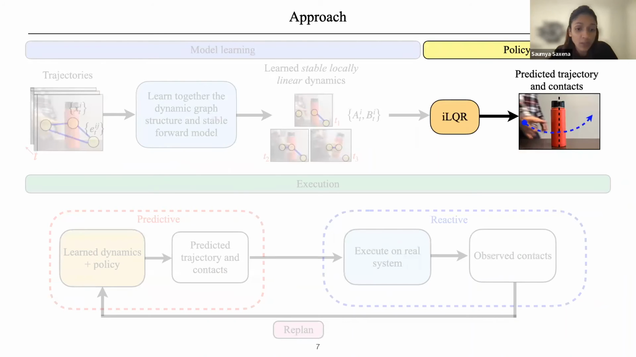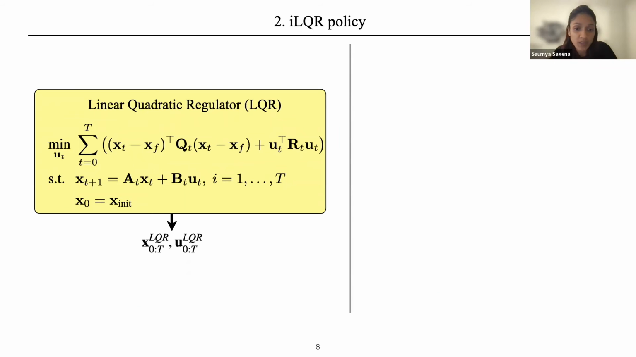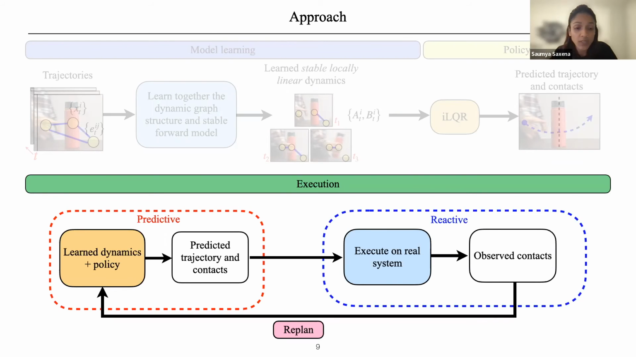Having talked about how the model is learned, let's talk about the policy. We use ILQR as our policy. LQR can be represented as the solution to the following optimization problem, which outputs an optimal action and state trajectory. Starting with an initial trajectory, ILQR iteratively solves the LQR problem using the learned model to update the dynamics at each iteration until convergence. Next, we talk about the execution strategy and our robust control scheme.